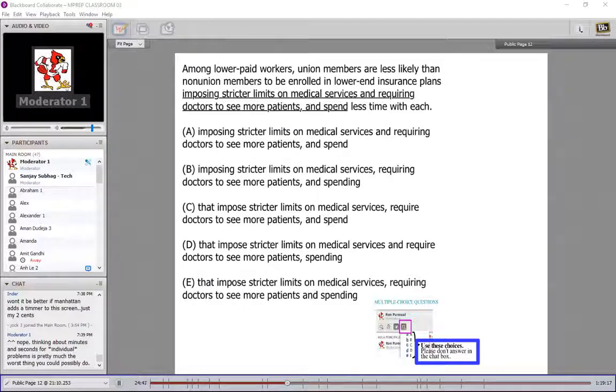Okay, let's finish this up pretty soon. If you don't have an answer choice, please pick one.